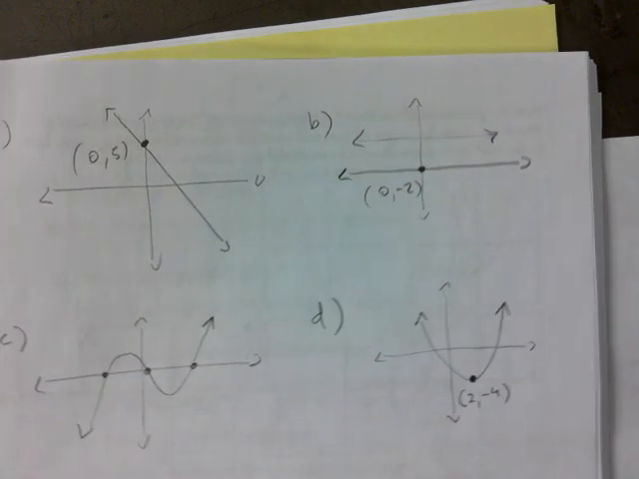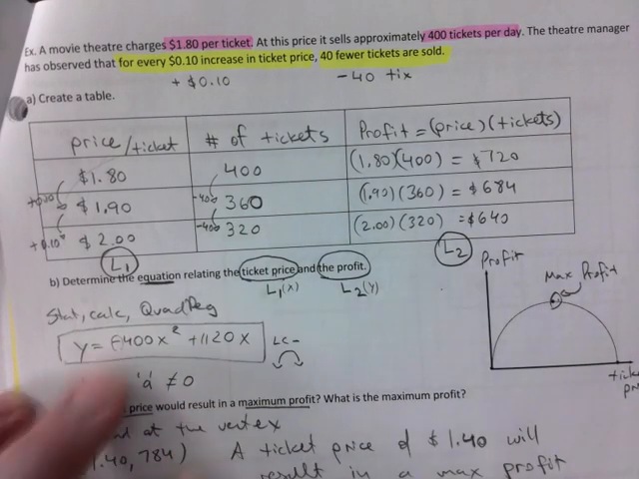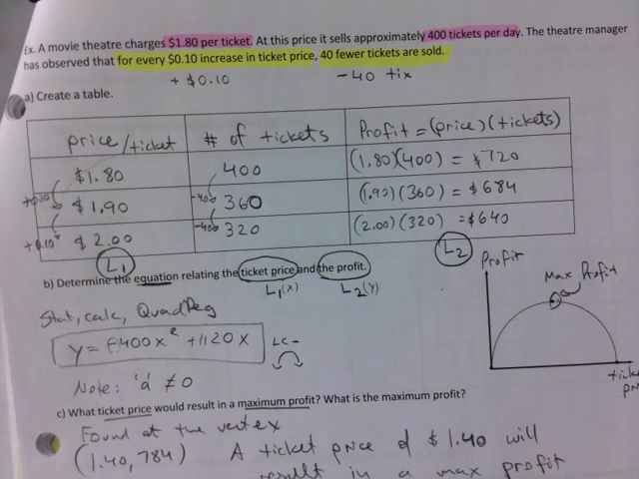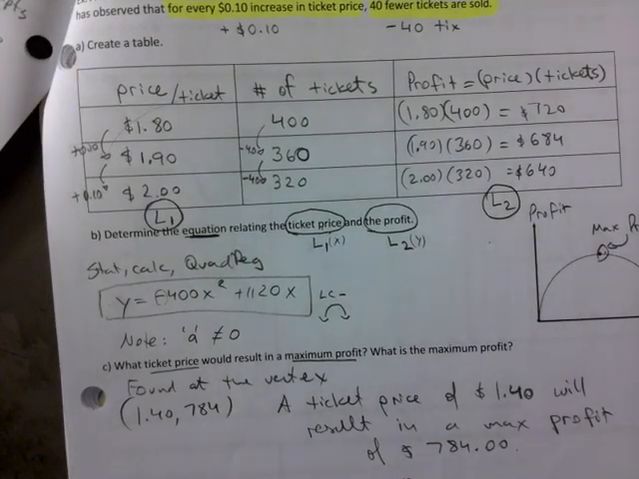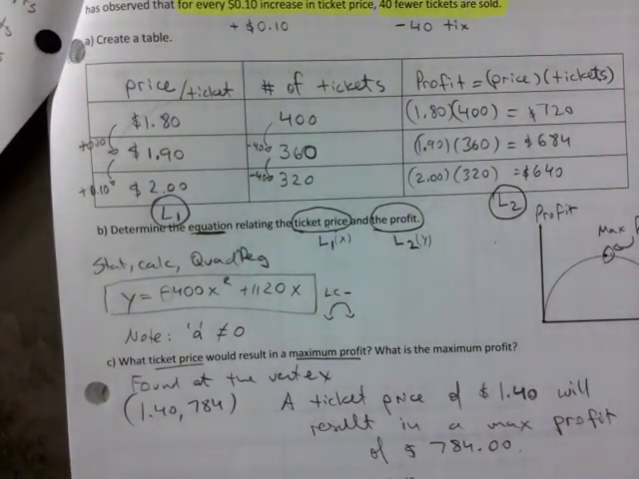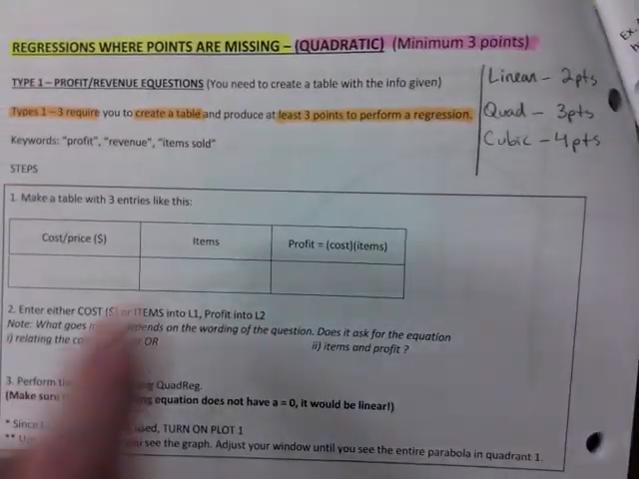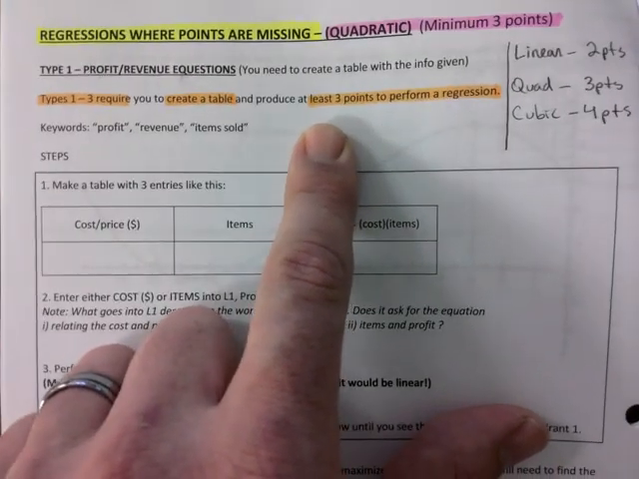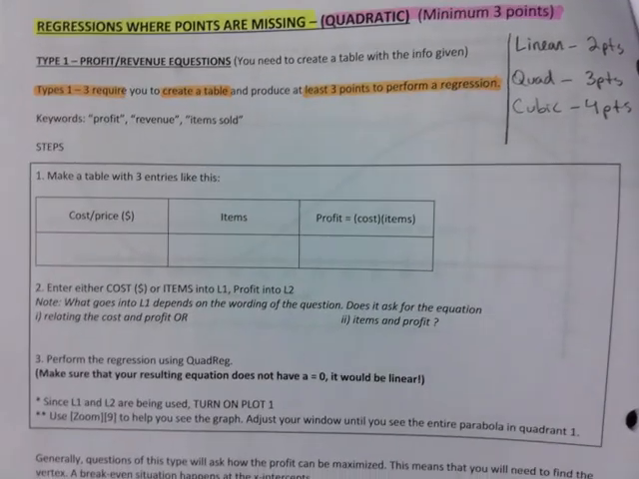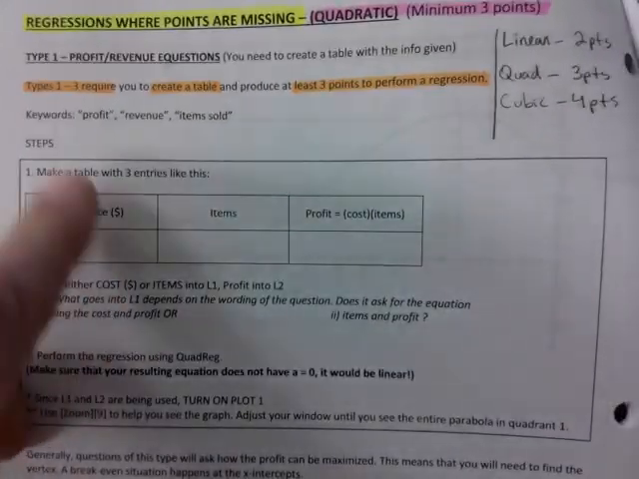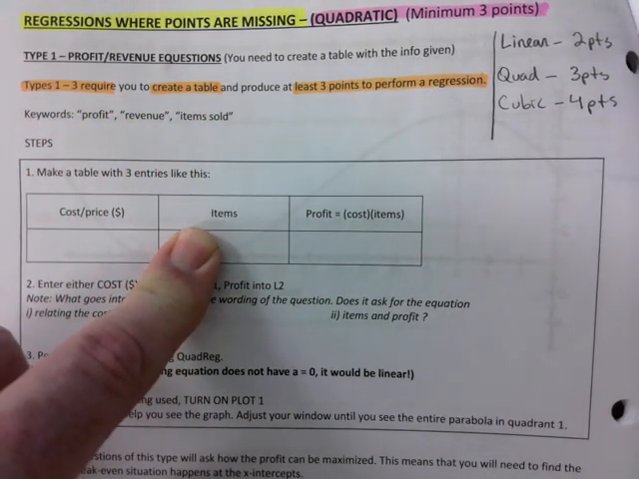Let's move on. Let's go back to page 45, 46. So we talked about creating or generating our own table in order to perform a regression. And quadratic is the most common one, but linear and cubic are not to be overlooked. Types 1 to 3 require you to create a table when it comes to quadratic. What is 1 to 3?